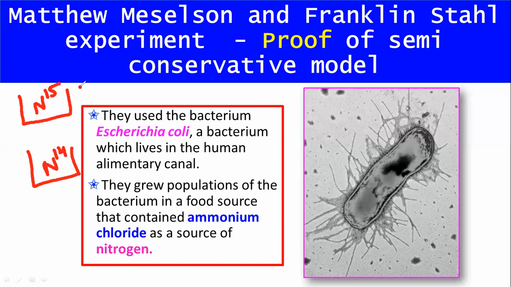So first of all, step one was that we allowed this E. coli in the nutrient material containing the heavier isotope of nitrogen. And then after many generations we shifted them into the next beaker, which contained N14, the lighter isotope. As you already know, bacteria replicate or divide by binary fission every 20 to 30 minutes, so after many generations we can use these bacteria for this experiment.